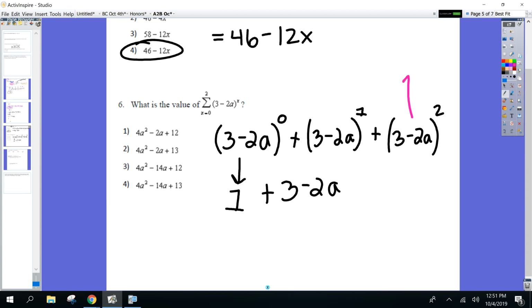How do I want you to handle this? Off to the side, you're going to do 3 minus 2A times 3 minus 2A. Get after it. Go ahead. You rewrite it twice. Double distribute.